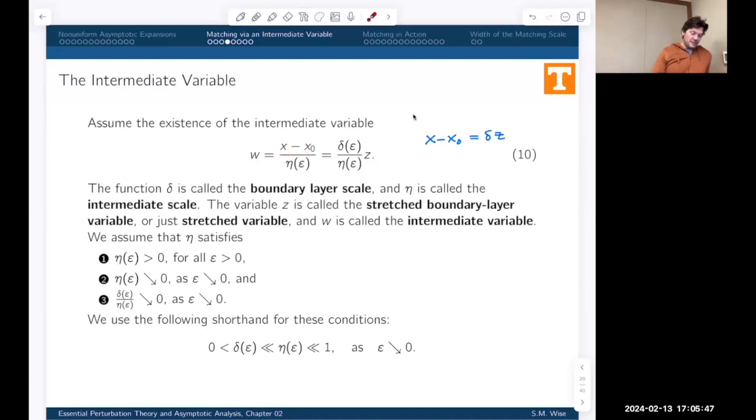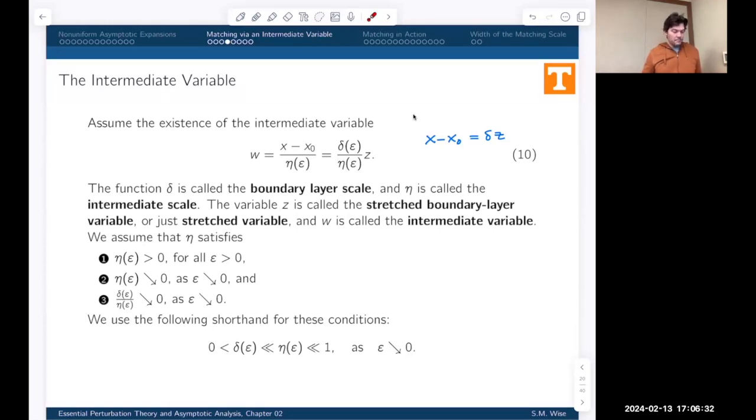The function delta is called the boundary layer scale. We already have been introduced to that. And eta, this new thing we're introducing now, is called the intermediate scale. Okay, that's the intermediate scaling function. The variable z is called the stretched boundary layer variable, in keeping with the definition we use in chapter 1. And w is called the intermediate variable. So we have boundary layer scale, boundary layer variable, also called the stretch variable, and we have intermediate scale and intermediate variable. And notice that w is really defined in a lot the same way that z is defined.